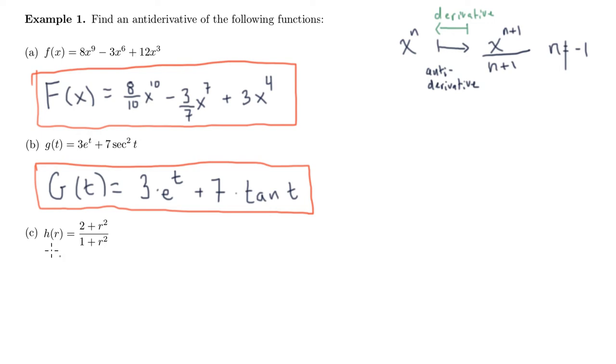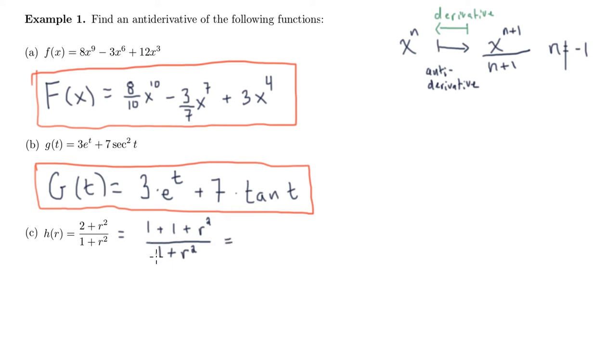But I will say that this function h of r is a little tricky. This is kind of a trick problem, I would say. So if we look at this, I don't know of a function right off the top of my head whose derivative is 2 plus r squared over 1 plus r squared. Well, here's where the trick comes in. I'm going to rewrite this as 1 plus 1 plus r squared all over 1 plus r squared. Okay, so I hope you agree that that's the same. 2 really is equal to 1 plus 1.